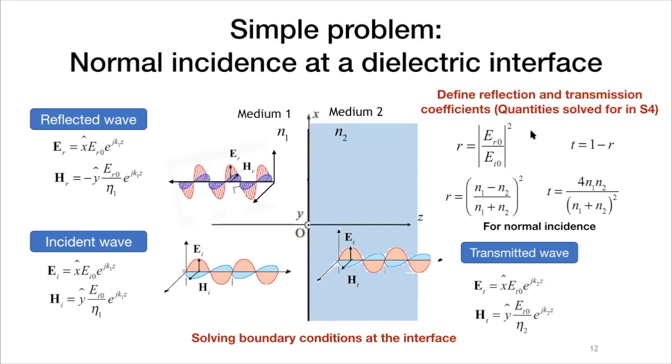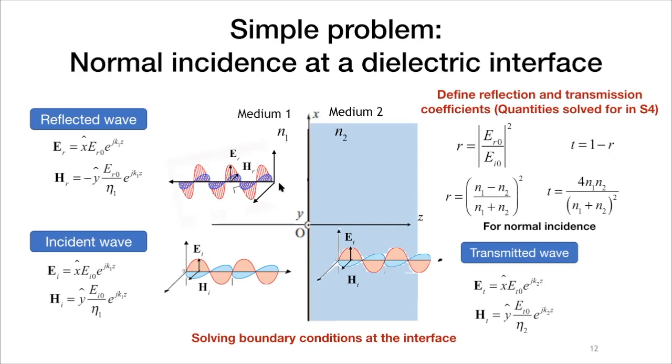And of course, because of the conservation of power, the amount of transmitted power in a lossless medium will be the incident power minus the reflected power. So T, the transmission coefficient, equals 1 minus R.